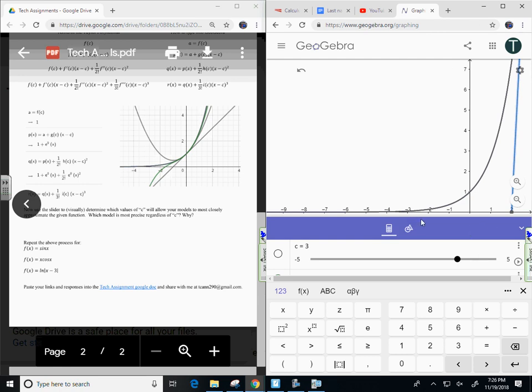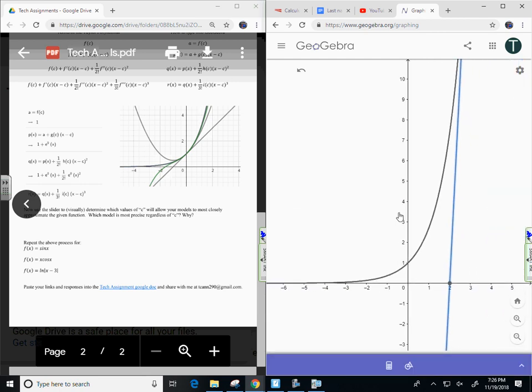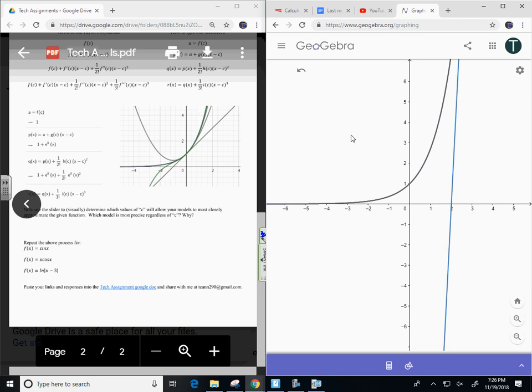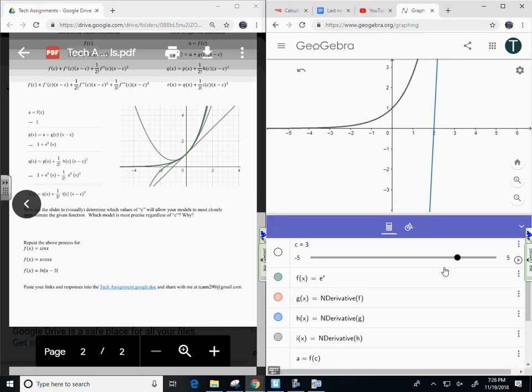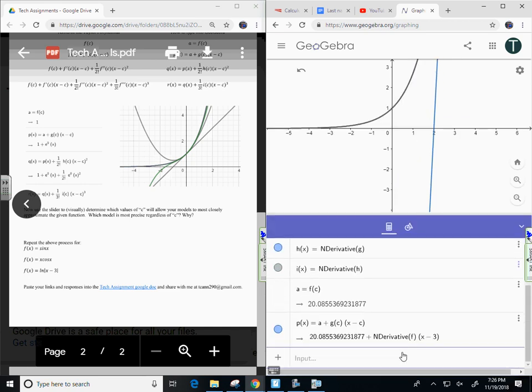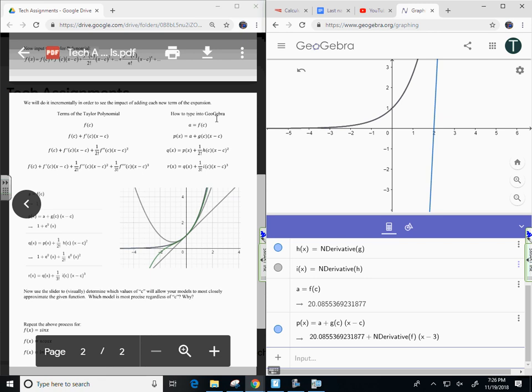And then let me just do... I don't think I need this. The way it was, I want to kind of clean this up. Click on that. All right, there we go. All right, so just following the progression here. A plus g of c times x minus c. All right, now all of that I called p of x.